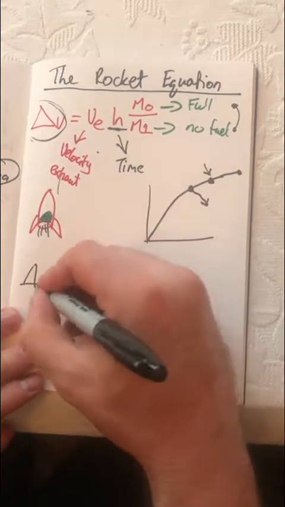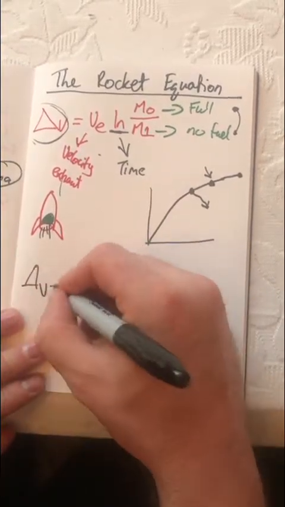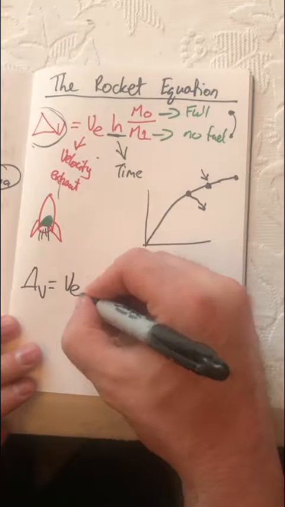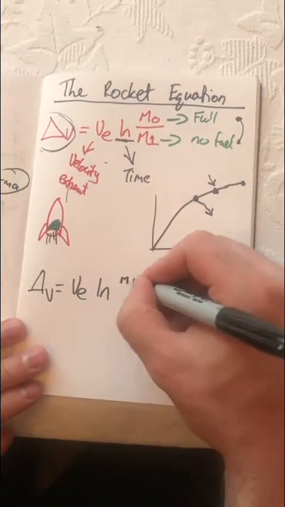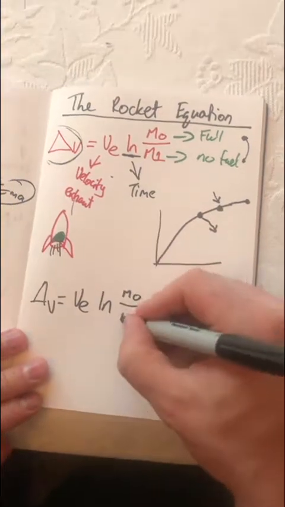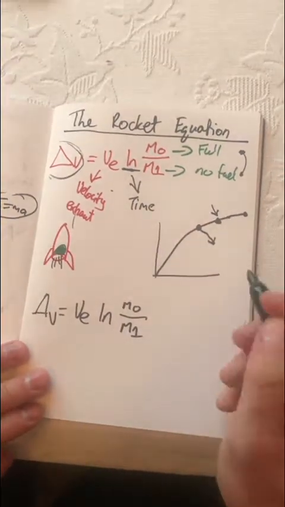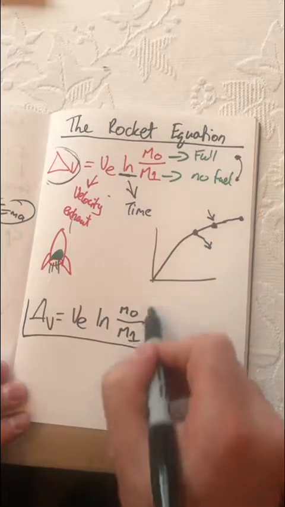So this is the rocket equation. I'll write it out once more. Delta V, the change in the velocity, is equal to the velocity of the exhaust, ln, which relates to the time it takes between when it's full of fuel and when it's empty. That's the rocket equation there.